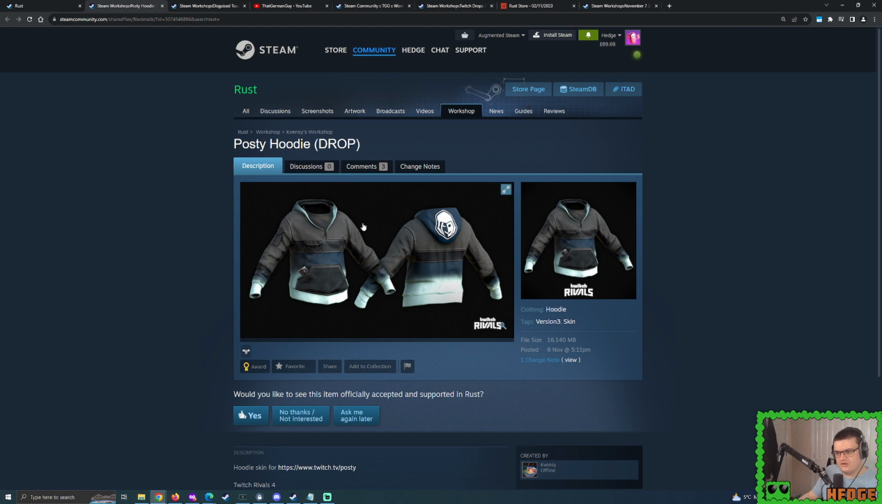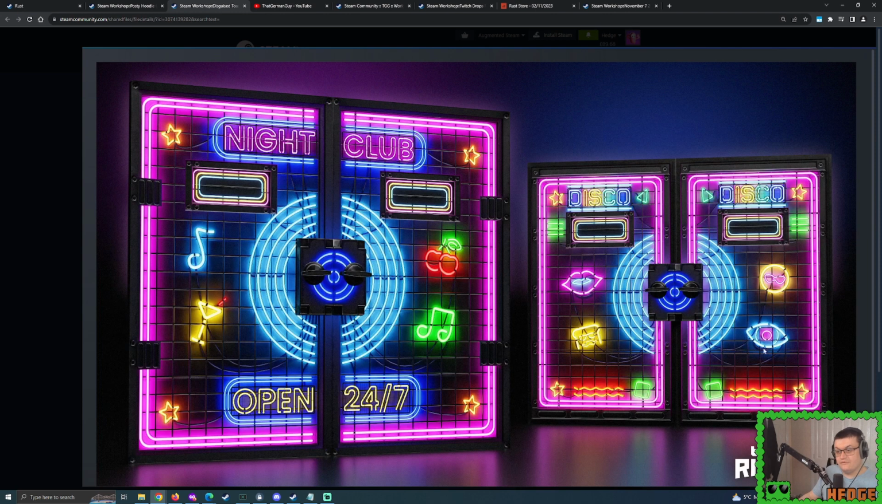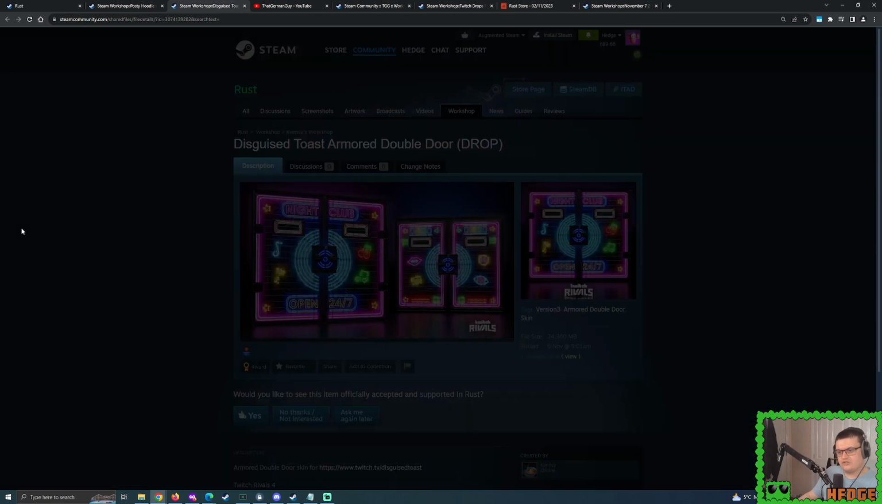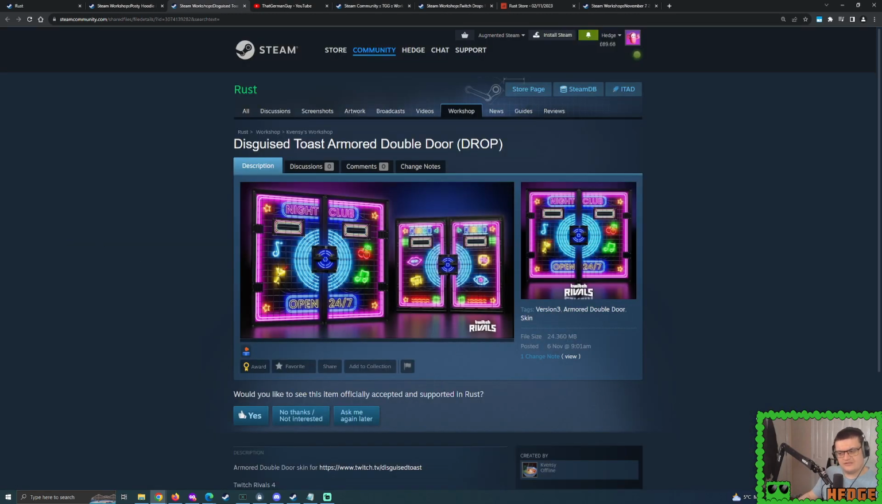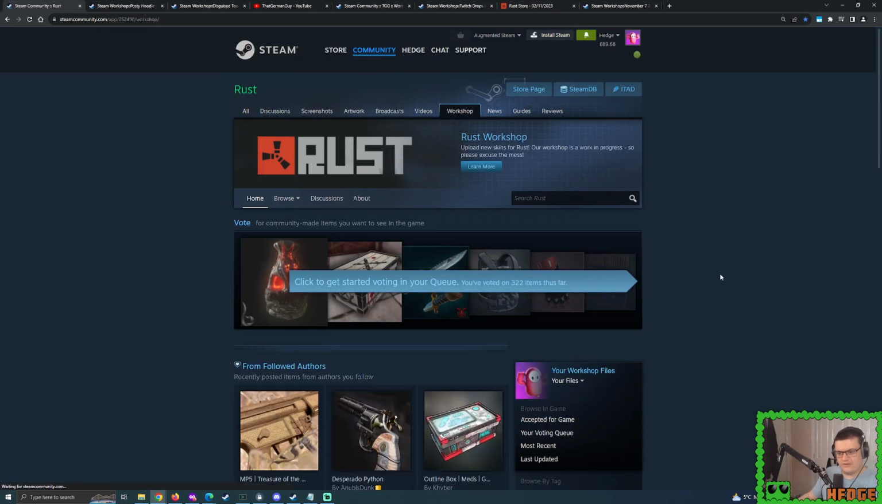Posty hoodie, very nice, very cool. And if you look at this, we've got a very nice, bright, colourful, neon, double armoured door. This is for Disguised Toast. So yeah, Disguised Toast did have a hoodie, but that's disappeared. Now this has appeared instead. So not sure what happened there, but yeah, cool. So Twitch drops are constantly appearing. You've got to keep an eye on the likes of the workshop to be aware of all the newest drops, if that makes sense to you.